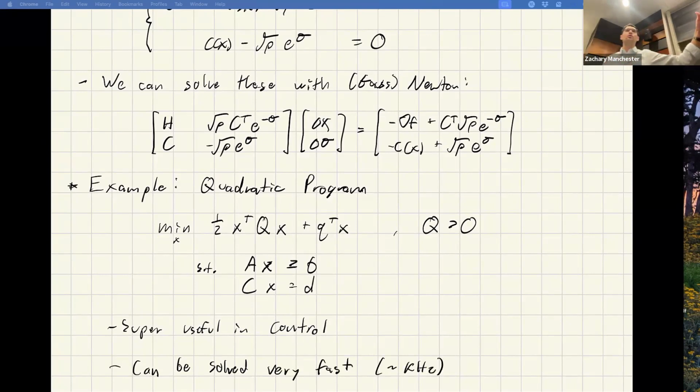And this is under the hood on all the cool MPC controllers on quadrupeds and humanoids that you're used to seeing.